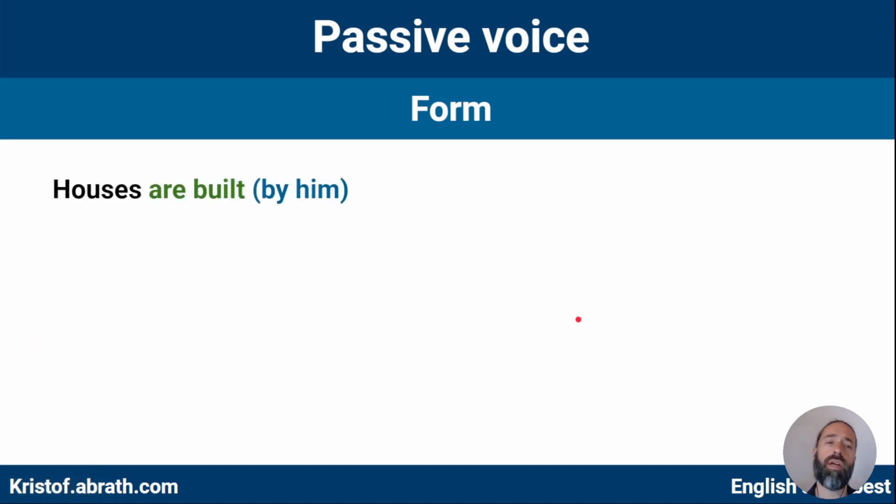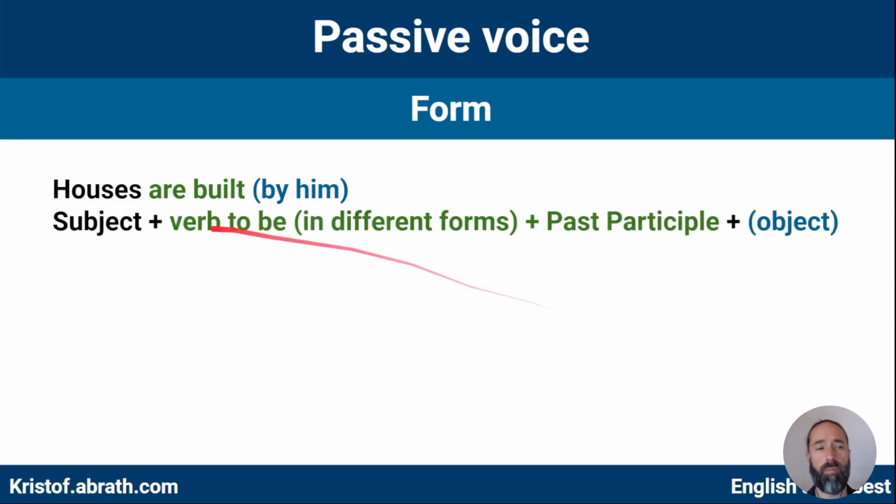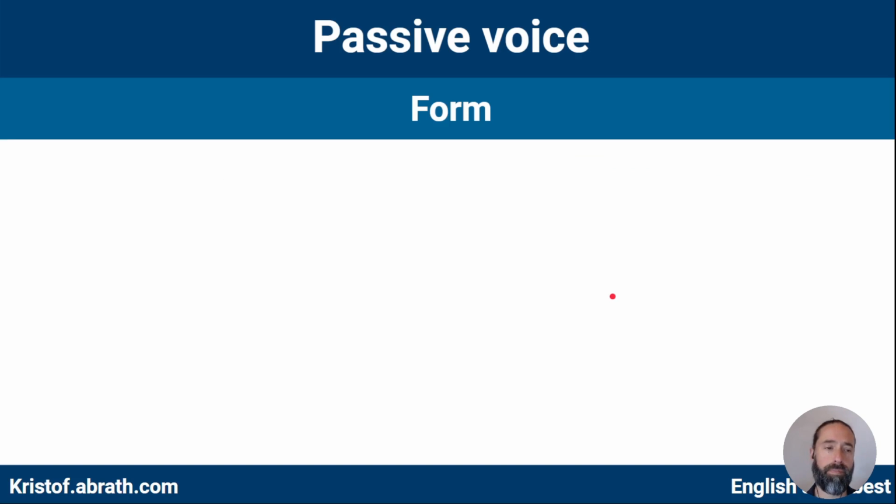Let's have a closer look at the form itself. So, houses are built by him. You have subject plus verb to be in different forms: present simple, simple past, different kinds of tenses, all of the tenses. And then the past participle and your object here. So let's have a look at the individual tenses.